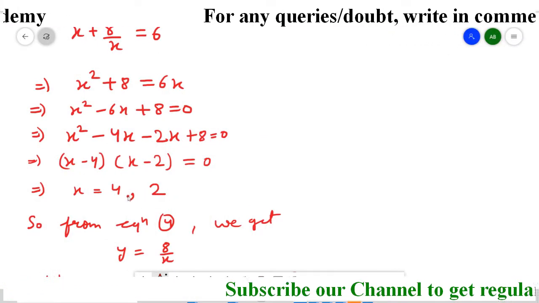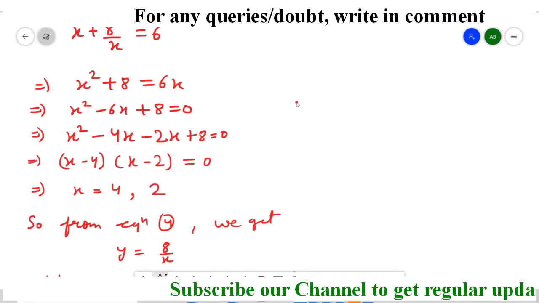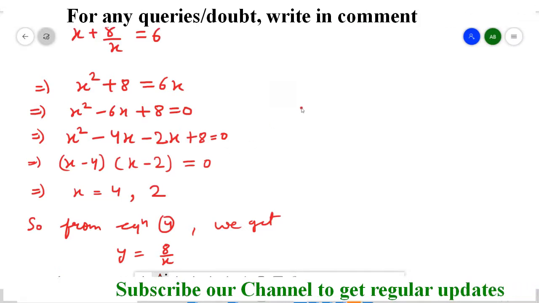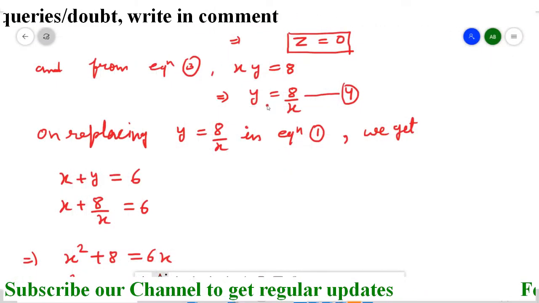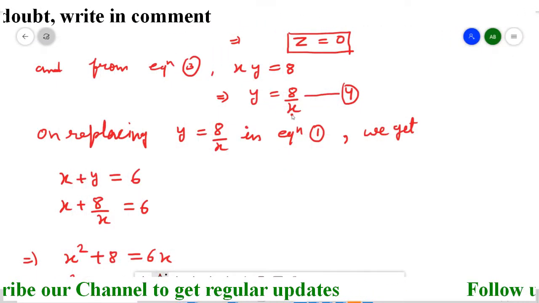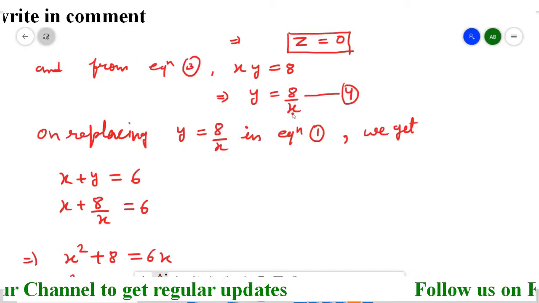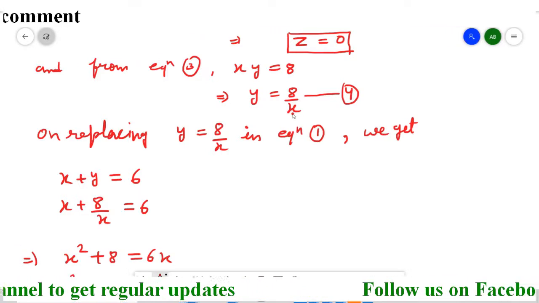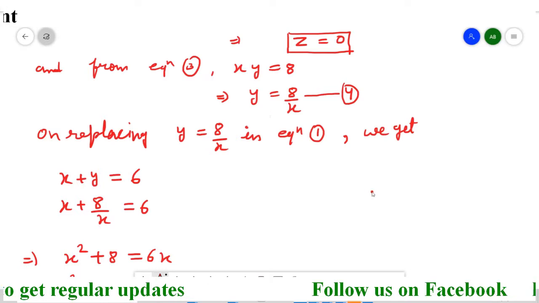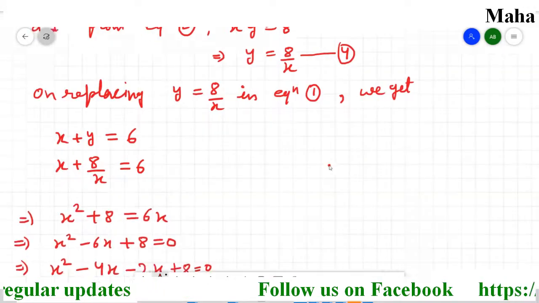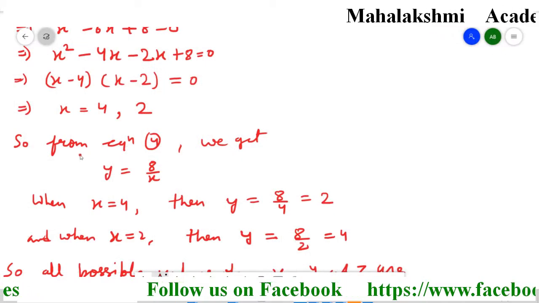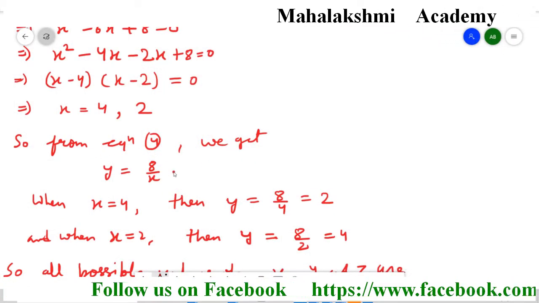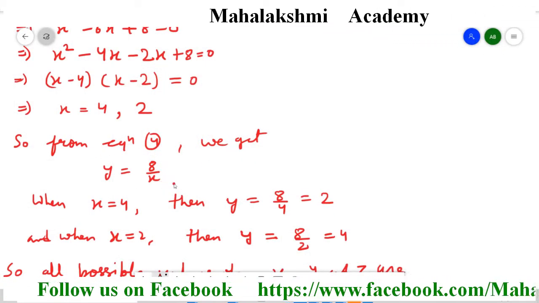Now this value of x we obtained, z we already obtained. Now what is remaining with us? y. So to find y we will use equation 4. In equation 4 we will replace the values of x one by one. Because we got two values, both values will be replaced here and we obtain two corresponding values of y. So from equation 4 we get y is equal to 8 upon x.